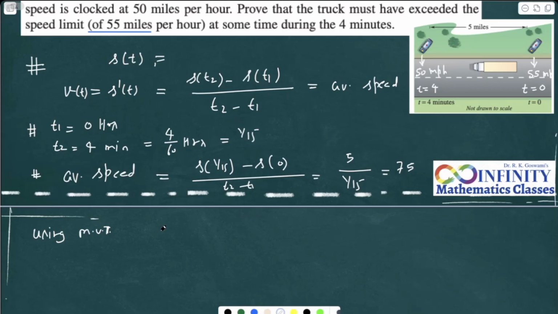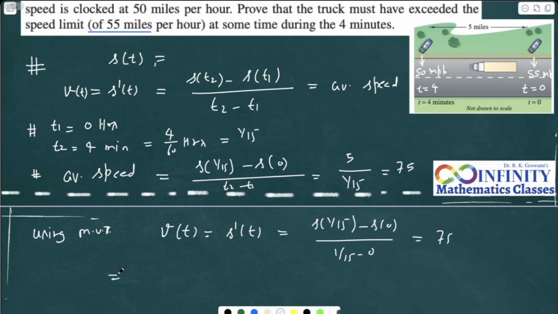Using the mean value theorem, I can say that the velocity, which is nothing but the derivative, should be equal to, at some point say C, S1 over 15 minus S0 over 0, which is 75. That means there is a point where the velocity should be 75. This is what the mean value theorem says.